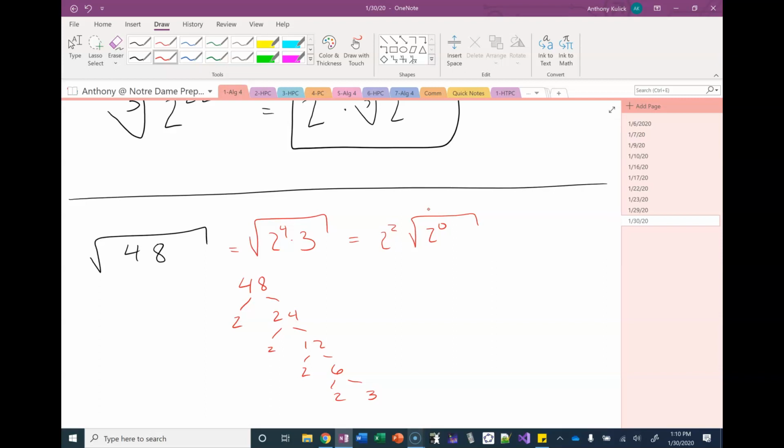Yep. And can we do anything with the 3? No, because there's just one of them. What's anything to the 0 power? 1. So this would be 4 square root 3. Let's do another.